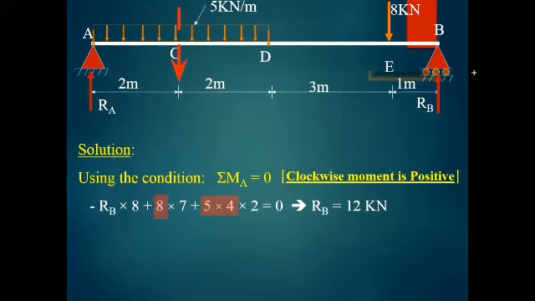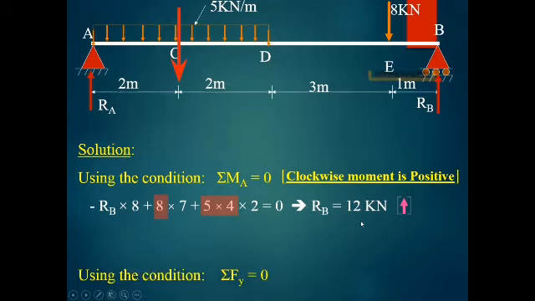Then next, the sign will be upward. Why is the sign upward? Because initially we have assumed this as upward and our answer is positive. When the answer is positive, we consider that our assumption is right. My assumption was RB is going up, that means it is correct.